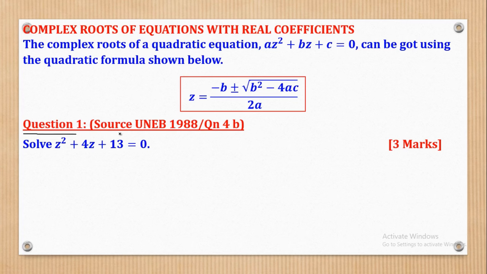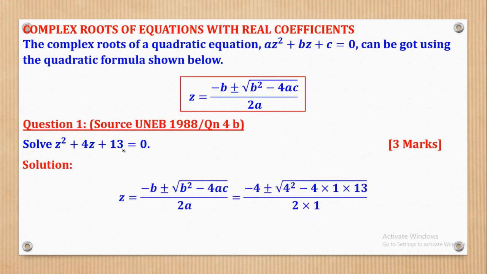Question 1 came from UNEB 1988, paper 1, question 4b, and says solve z squared plus 4z plus 13 equal to 0. So here we shall use Bulldozer. Here we cannot use factorization under complex numbers. You have to use Bulldozer, it's the only option.